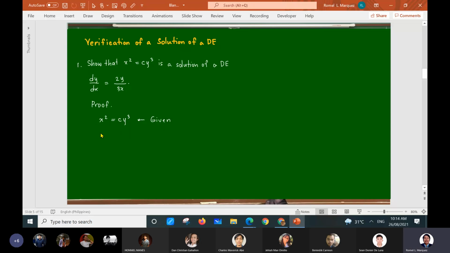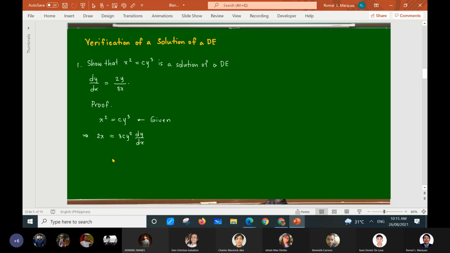So differentiating the left, we get 2x. What about the right side? 3c y squared, multiplied by the derivative of y with respect to x. Remember, we differentiate this implicitly. So we have to multiply by the derivative of the dependent variable. Okay, guys?